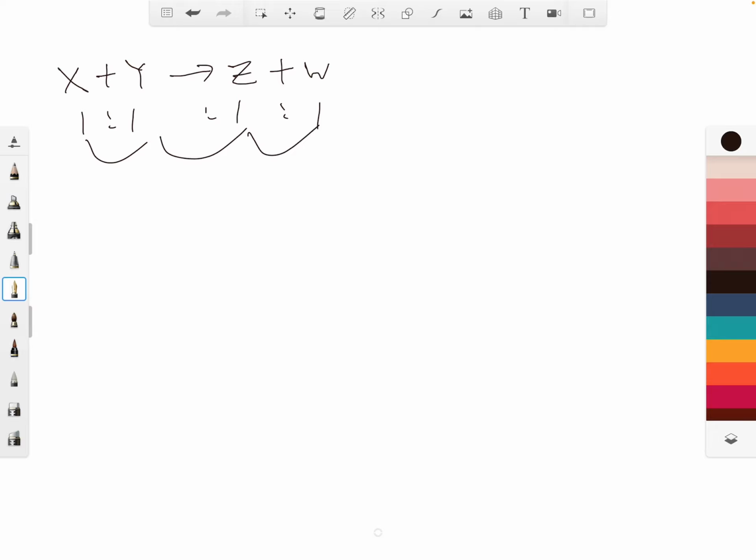So that also means if I need to make, say, 2 moles of Z, then I need 2 moles of X, right? Or if I have 5 moles of X and 6 moles of Y, since it's 1 to 1, that means there's an extra 1 mole of Y that is not going to be used. You still end up with 5 moles of Z and 5 moles of W, so 1 extra mole of Y is left. That is the basic concept here.